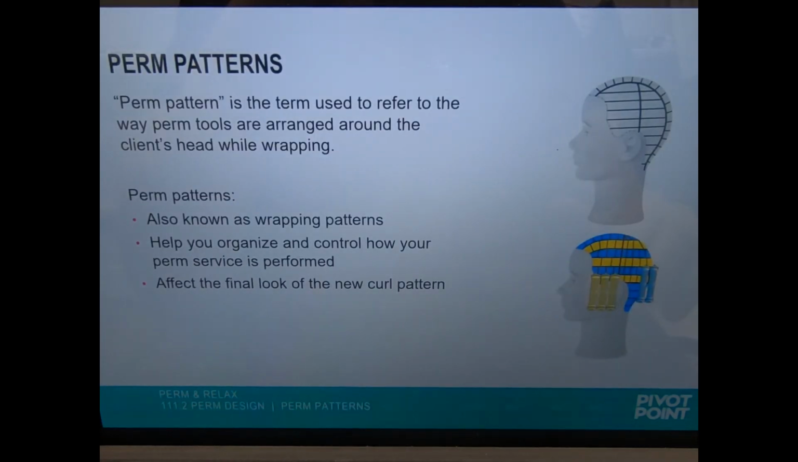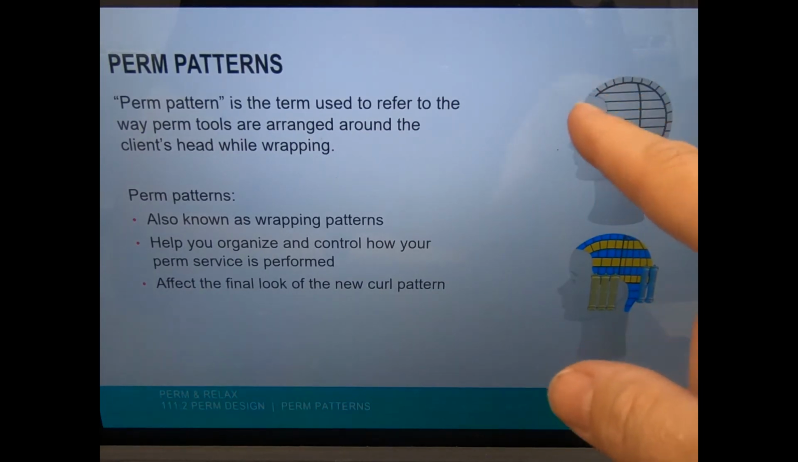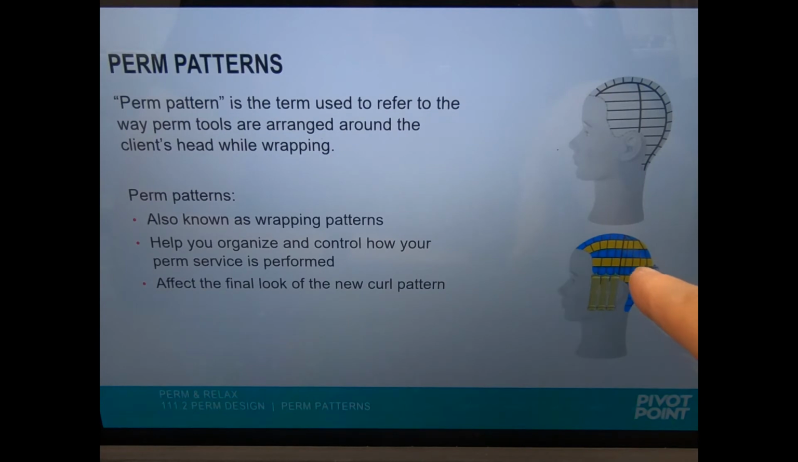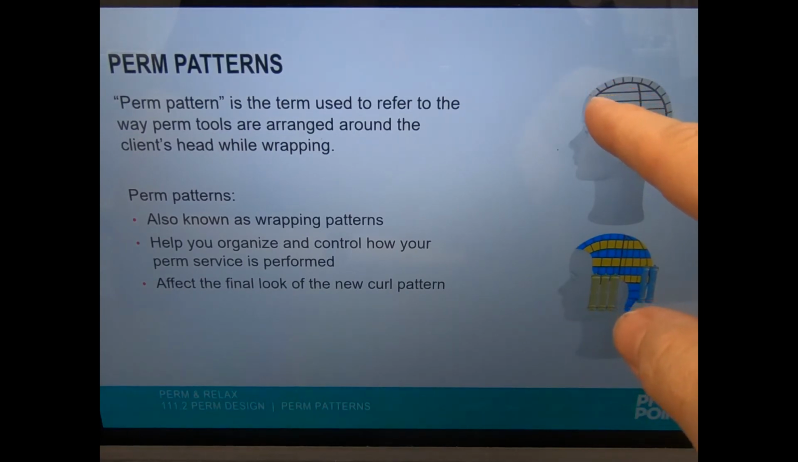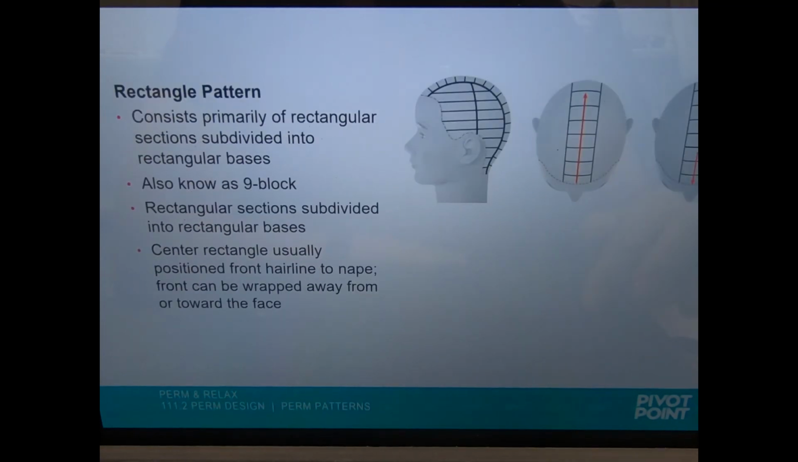Okay, perm patterns, also known as wrapping patterns. It helps you to organize how your perm service is performed. So there we have our basic nine section right here. And here they're showing brick lay for spiral. So the perm rods always dangle down from the parting. And you can see the parting is approximately the same size as the end of the perm rod. On these, we want these sections to be the same length and width as the perm rod.